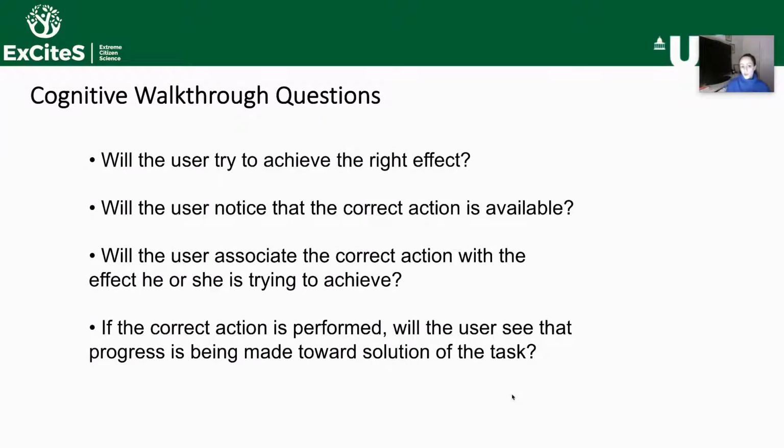So when the method was introduced, Wharton et al. came up with these questions. The first one is, will the user try to achieve the right effects? The second one is, will the user notice that the correct action is available? Then, will the user associate the correct action with the effect he or she is trying to achieve? And finally, if the correct action is performed, will the user see that progress is being made towards solution of the task?